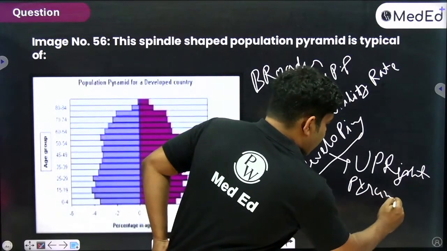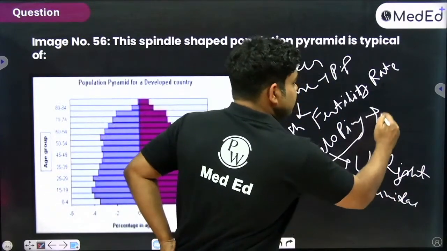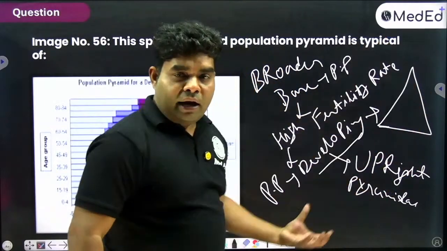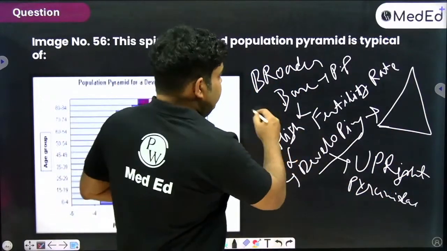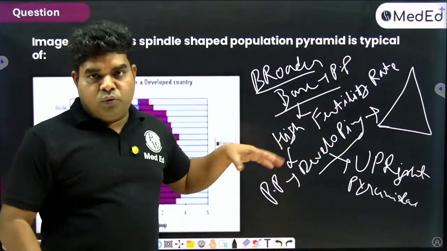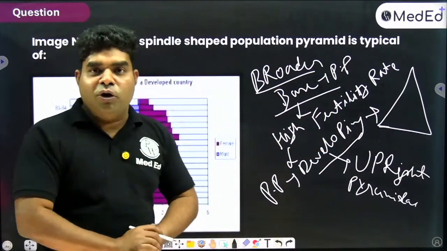Developing country will be having population pyramid like this. Yeah, it is straight upright, broader base, big base. So this was something which was shown in that Animal movie also.